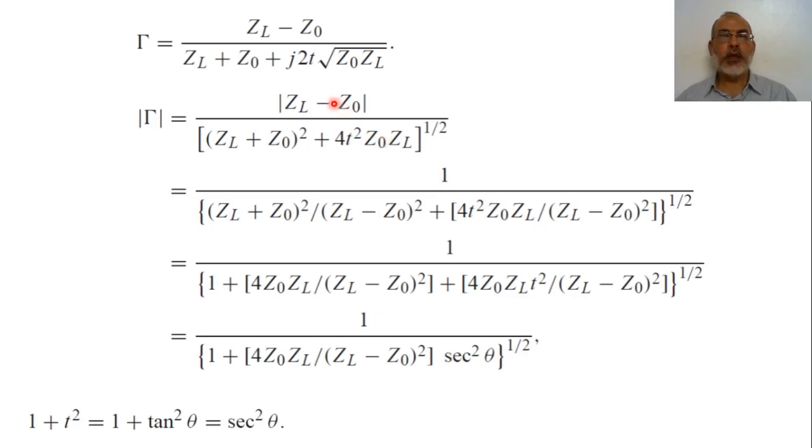Now, by dividing both the numerator and the denominator by the magnitude of Z load minus Z naught, and taking into consideration these brackets are to the power 1 over 2, the magnitude of gamma can be represented as 1 over the square root of (Z load plus Z naught) squared over (Z load minus Z naught) squared, plus 4t squared Z naught Z load over (Z load minus Z naught) squared. This is squared because we have entered this value inside the square root.